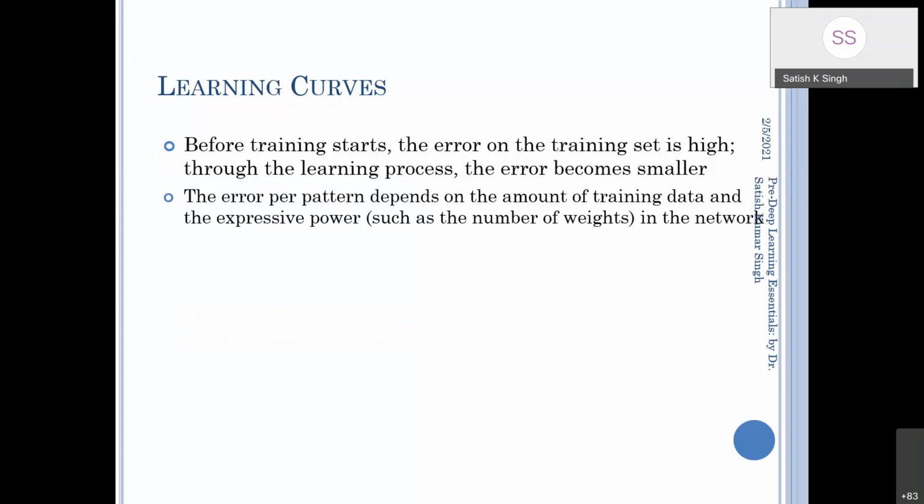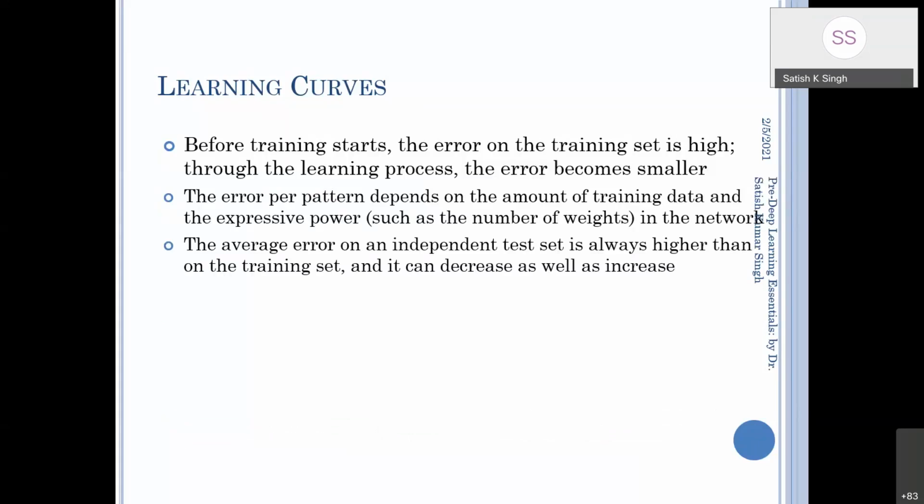The error per pattern depends on the amount of training data and the expressive power, such as the number of weights in the network. This is well known; we have already discussed this. The average error on an independent set, a test set, is always higher than on the training set, and it can decrease as well as increase.